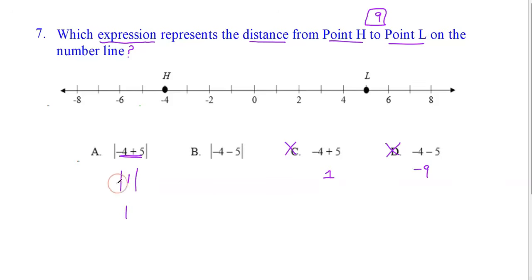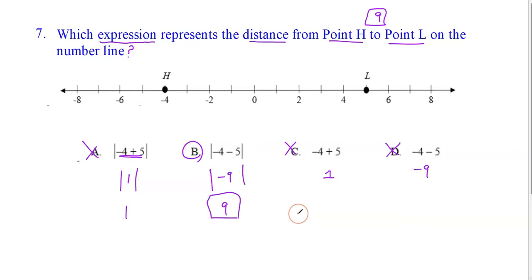It stays positive. Now, let's look at this one. And again, we need to get out a 9. This gave us a 1, so A is gone. It's got to be B. But let me explain. Negative 4 minus 5, we already did that. That's negative 9 from right here. So this piece here is negative 9. These symbols turn everything that's inside to a positive. So since this is a negative, it'll turn to positive.